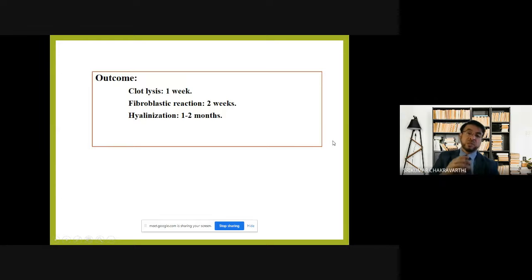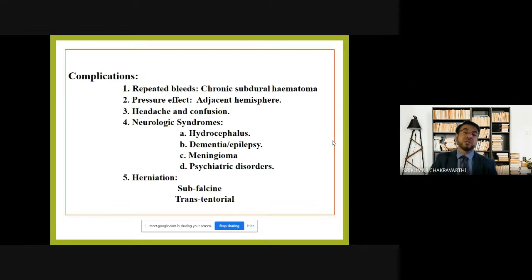So, what happens when blood accumulates beneath the dura mater? A clot is formed. Any clot that is formed has to undergo lysis, and this clot starts lysing in a week. And in a couple of weeks, if you remember the earlier sessions on granulation tissue and healing, one of the aspects of healing is formation of granulation tissue, where fibroblasts are formed, angiogenesis occurs. So that's what happens in this case. And in a couple of months, the entire area becomes hyalinized. So the clot tends to get removed. But this can undergo complications.